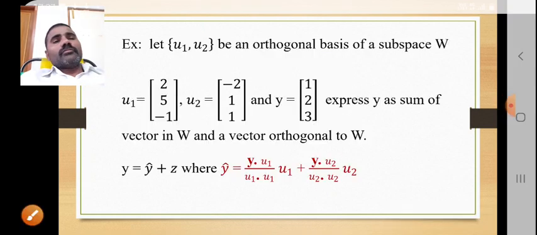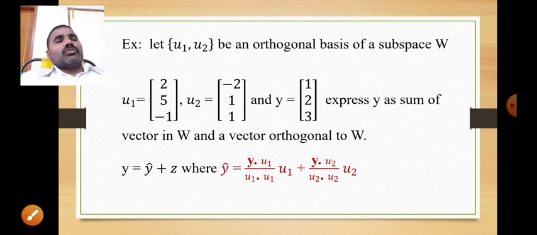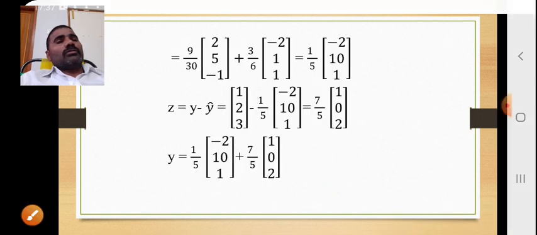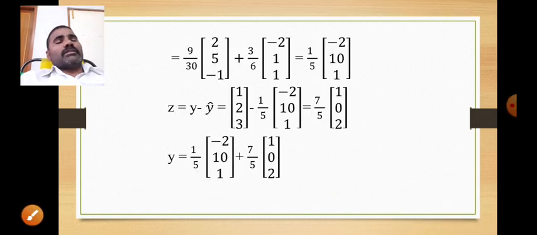Similarly, y dot u2, this is u2, minus 2 plus 2 cancel, 1 into 3, 3. Numerator is 3, divided by u2 dot u2, 4 plus 1 plus 1, 6, that is 3 by 6 into u2. After simplifying this, we will get 1 by 5 into minus 2, 10, 1. This is the orthogonal projection of y onto a subspace W.